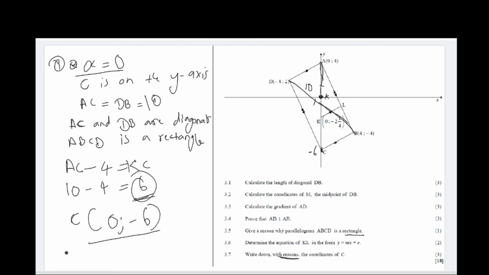So you look at your diagram, and remember that from here to here is a diagonal, which is equal in length to the diagonal DB. Once you know the length of this, and you know that from here to here it's 4, you can calculate the distance from this point to here, which gives you 6. Because we want the y point, we assign negative, because this length is below the x-axis, so the y values here are negative. That is how you find the coordinate of C.